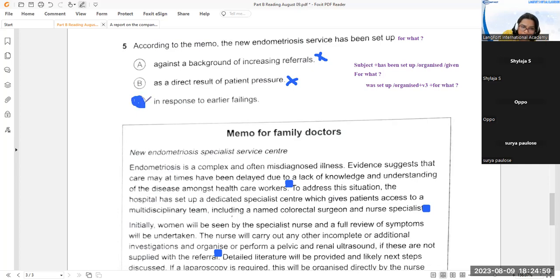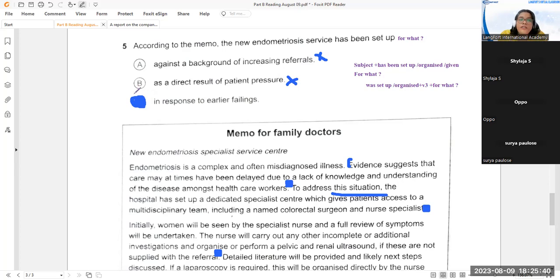Surya, can you read it? Yeah. According to the memo, the new endometriosis service has been set up in response to earlier failings. Earlier, they failed, right? They delayed the care because their healthcare workers were not aware how serious and how complex this is. So the care has been delayed before. Care has been delayed, and to address this delay in care, this service was set up. When something has not been done at the right time, that's a failing. So that's why C is the answer.